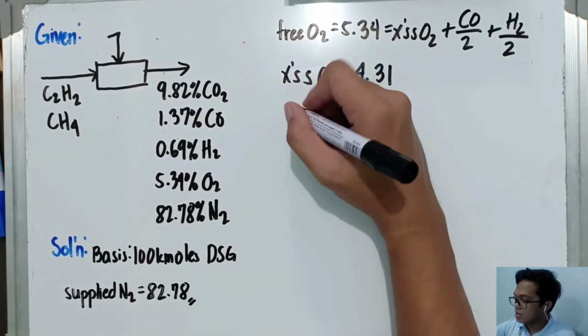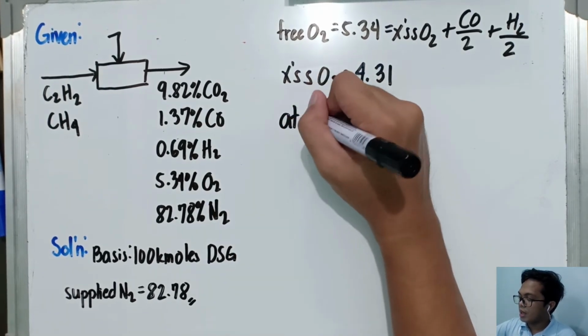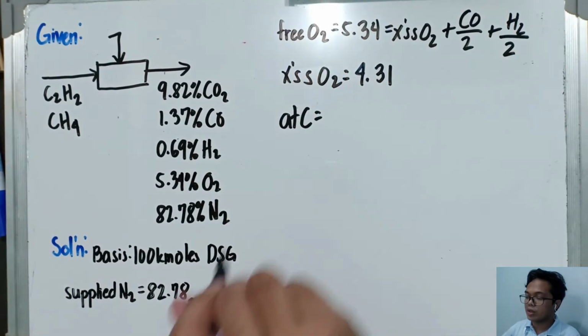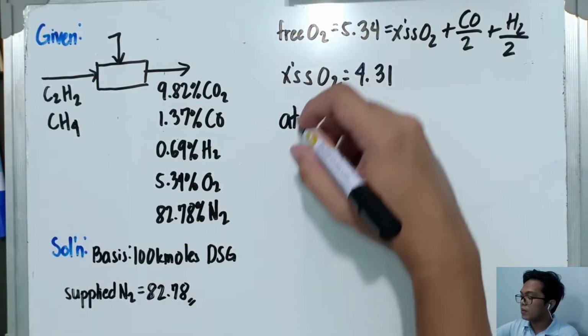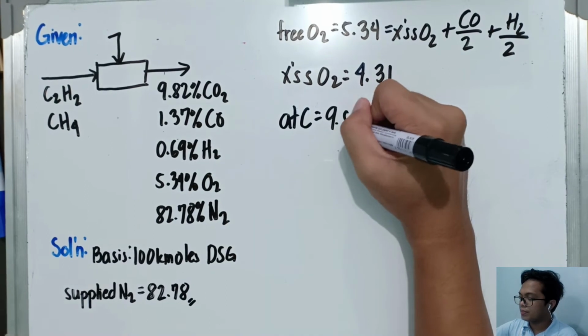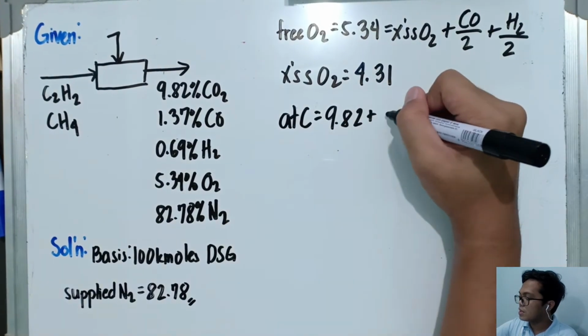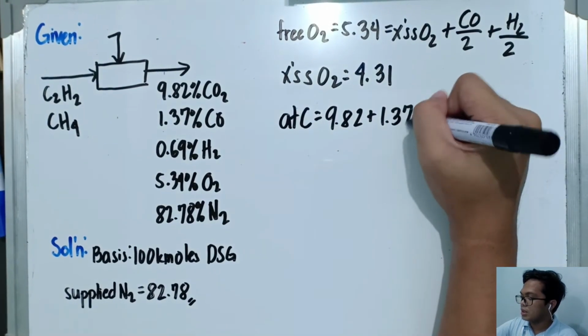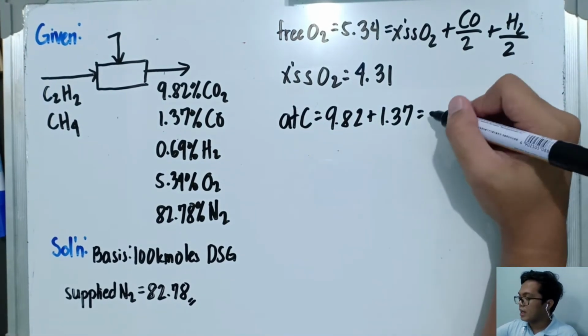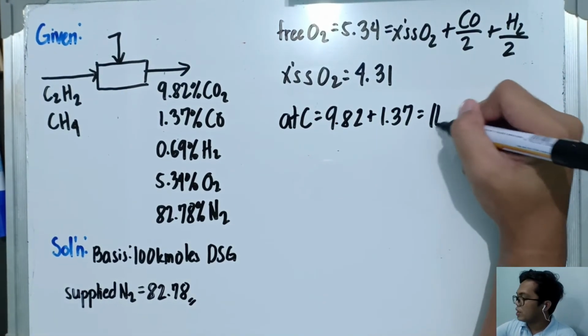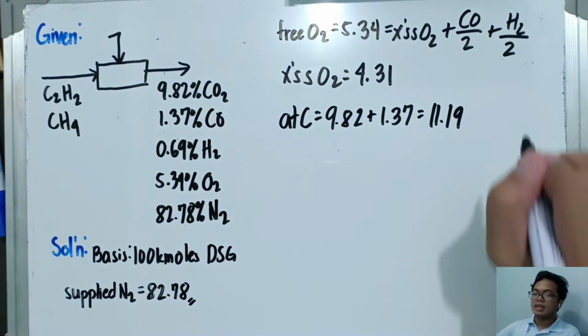Alright, next thing that we can do for the product gas is our atomics. So in this case, we can do our at C, which is just equal to our CO2 plus CO. This is 9.82 plus 1.37. Adding this should be 11.19.